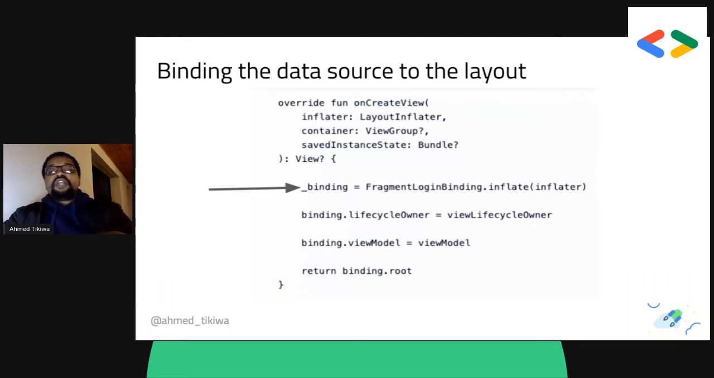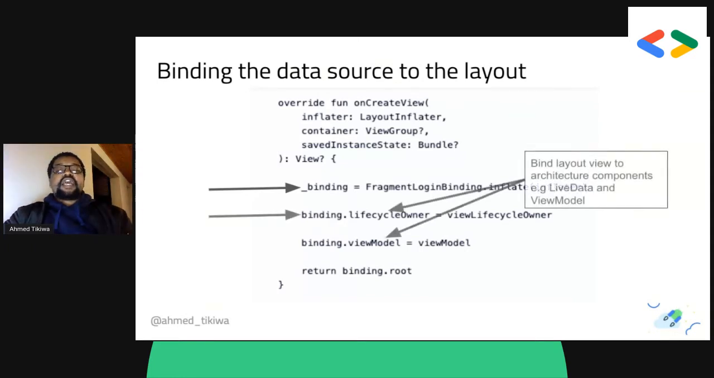And then within here, all I have to do is assign it: fragment login binding.inflate, passing it the inflater of onCreateView. And then I can do extra things with this binding object. I can assign it properties. So in this case, I can give it the lifecycle owner. And what this basically means is that I can bind the layout to architecture components.